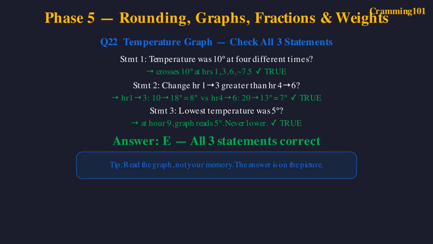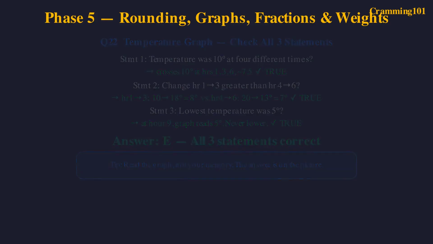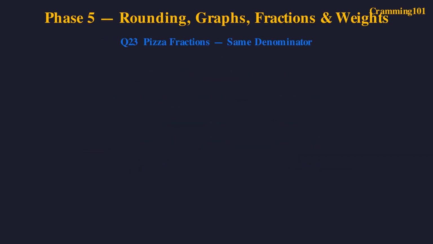Question 23, pizza fractions. Kwok bought 4 pizzas to share with Amina, Fred, and Sally. Amina ate 4/5 of a pizza. Fred ate 1 1/5 pizzas, which is the same as 6/5. Sally ate 3/5 of a pizza. Now add what Amina, Fred, and Sally ate. 4/5 plus 6/5 plus 3/5 equals 13/5.